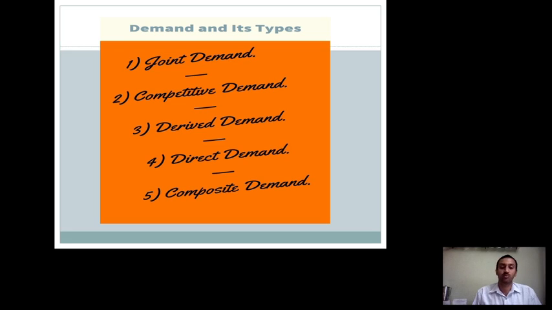Then composite demand. Composite demand means wherein one product is demanded and used for various purposes. For example, coal, it is used for transportation, heating, cooking, etc. So these are the types of demand.